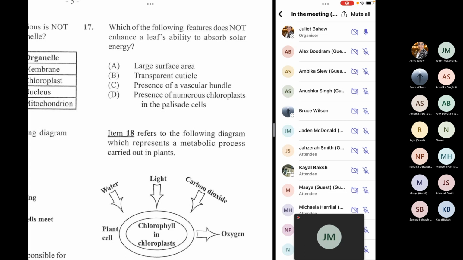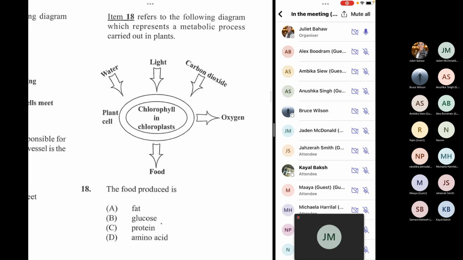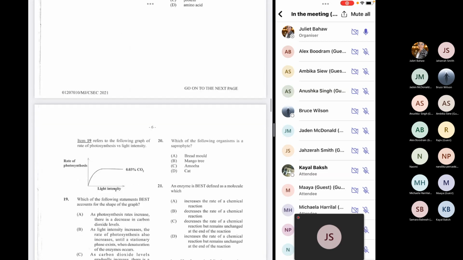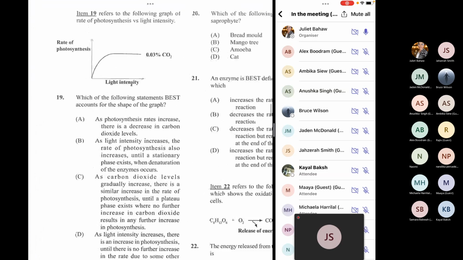18. The food produced is glucose. B. 19. Kyle, this is always repeat.